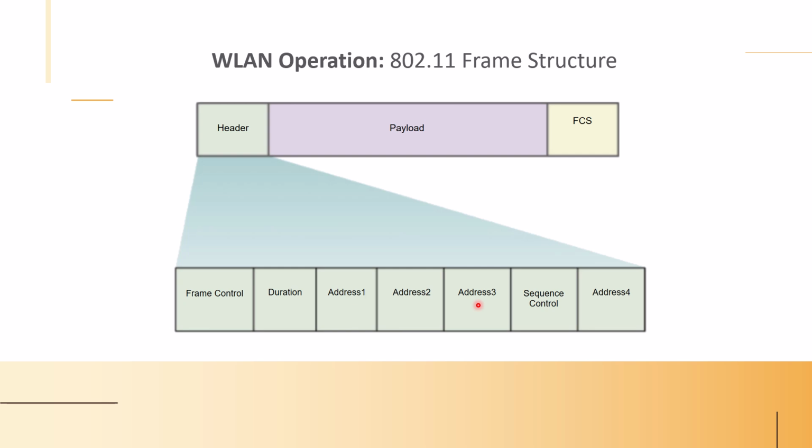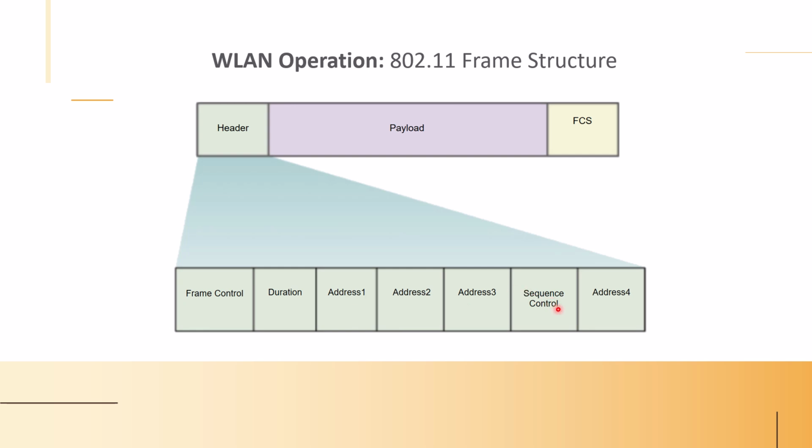And from the access point, address 1 will be the receiver address, the MAC address of the destination. Address 2 will be the transmitter address, the MAC address of the access point. Address 3 will be the MAC address of the source.